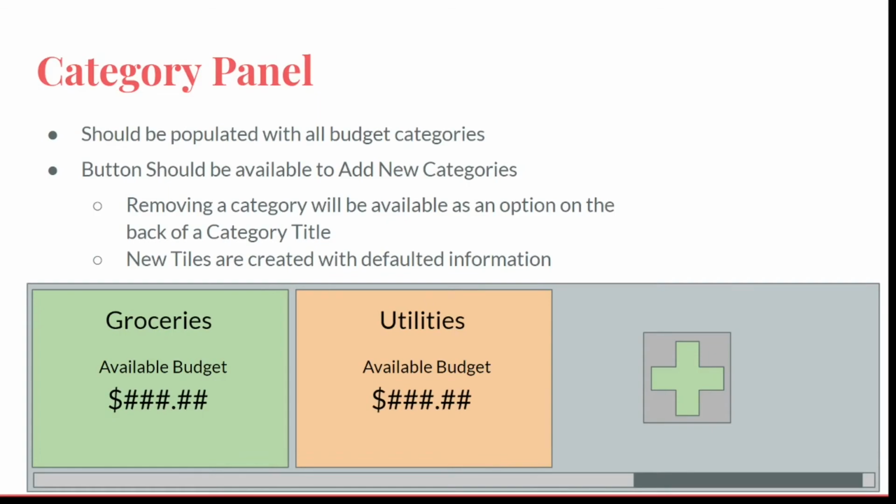Now that we have a category tile, we're going to want to display those tiles in a nice, easy to manage format. So I need a category panel. This should be populated with all of the budget categories, and there should be a button available to add new categories. Removing a category is going to be available on the category tile, as we saw before, and then new tiles are created with defaulted information, and then once you click on that tile and edit it, that's when you can get your specific unique information.